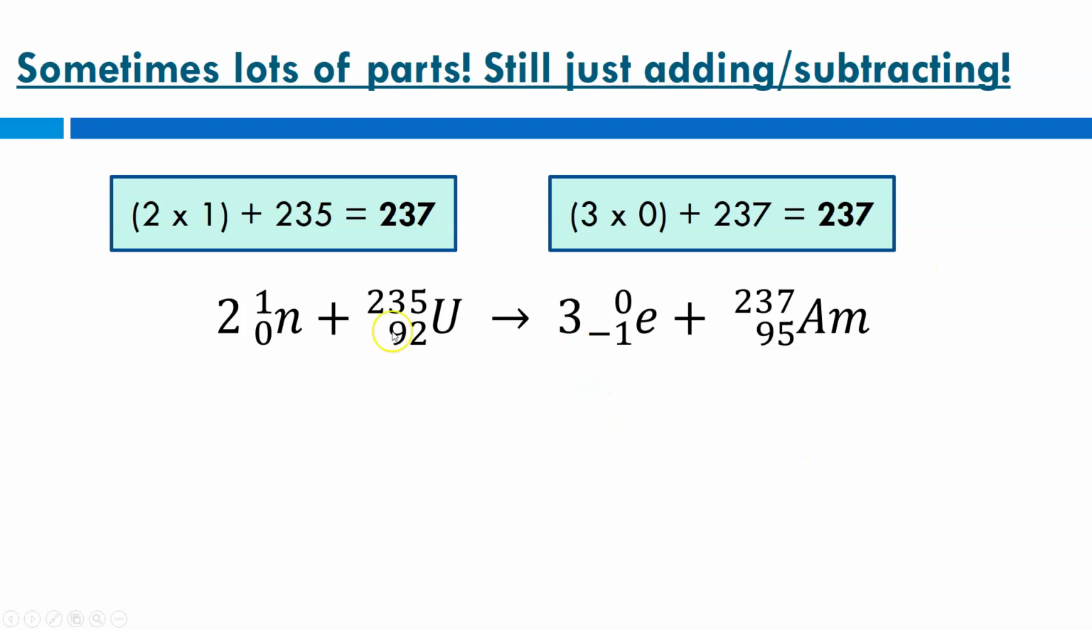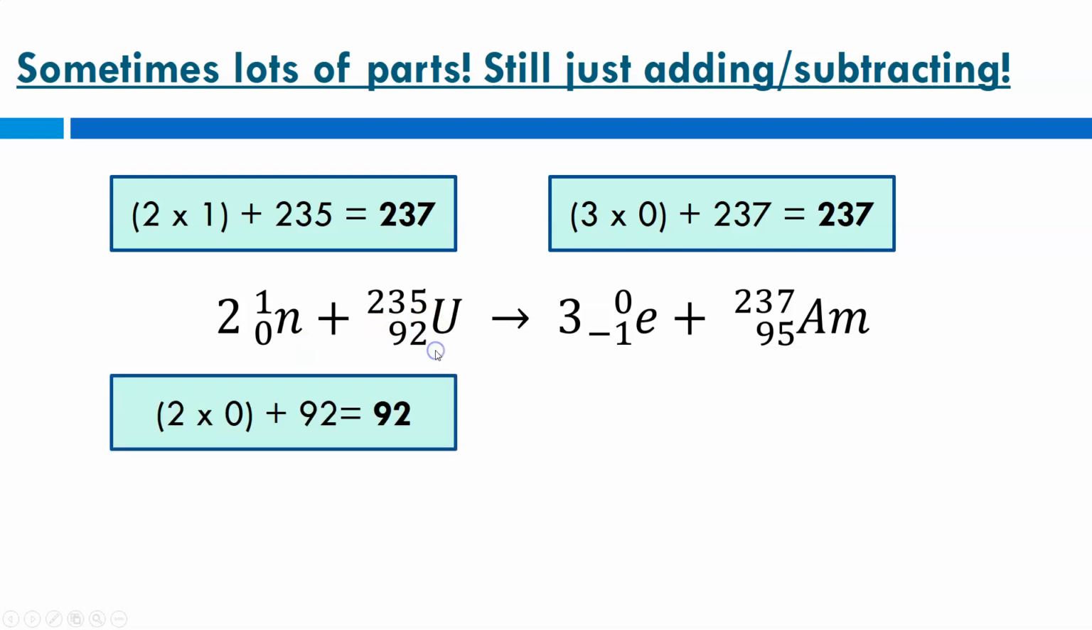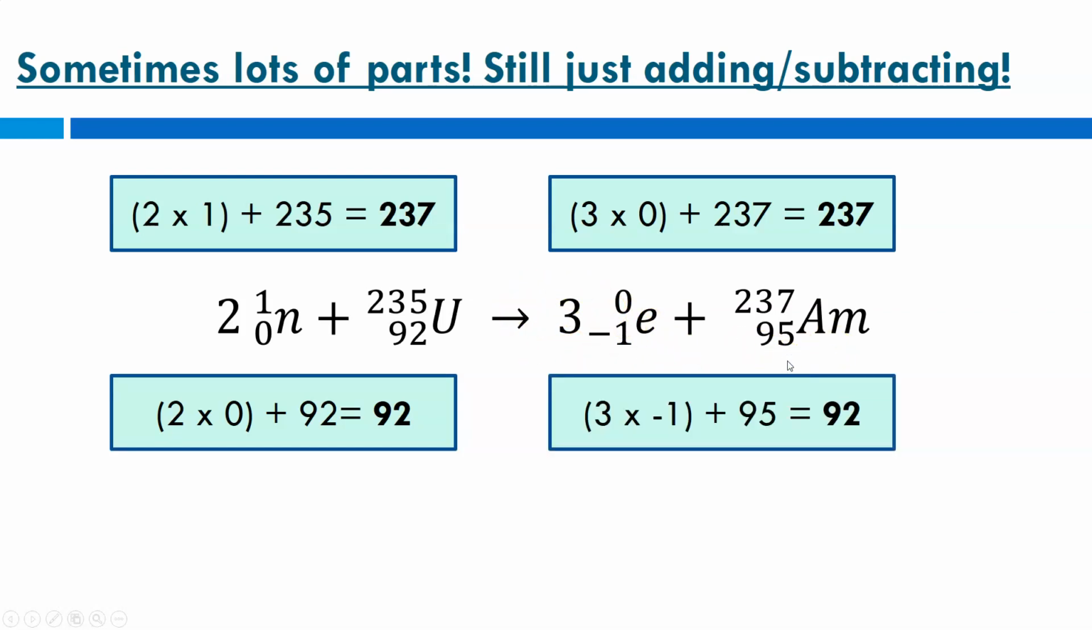Good. On the bottom, 2 times 0 plus 92. The bottom on both sides should equal 92. So let's try this over here. 3 times negative 1 plus 95 is 92. So you can see that even though we have a little bit more complicated pieces happening, it still is just equaling on each side. Some people would rather rewrite this and literally write 2 neutrons next to each other, and they would rather write 3 separate beta particles.